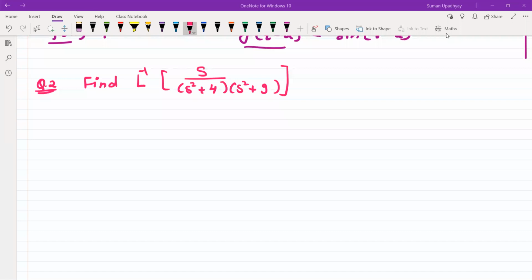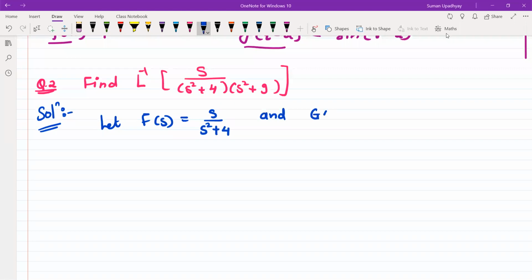Let us see the solution of the second question. How are we going to do it? First, let f of s be s upon s square plus 4, and g of s be 1 upon s square plus 9, because it's in the denominator. So this is going to be your f of s and g of s.